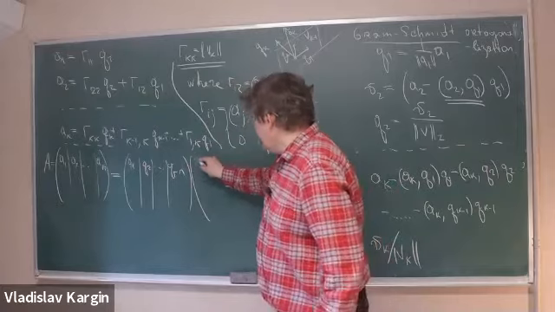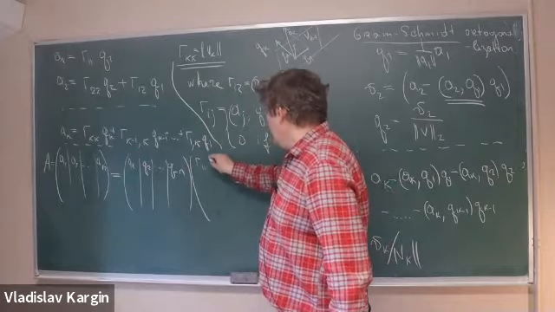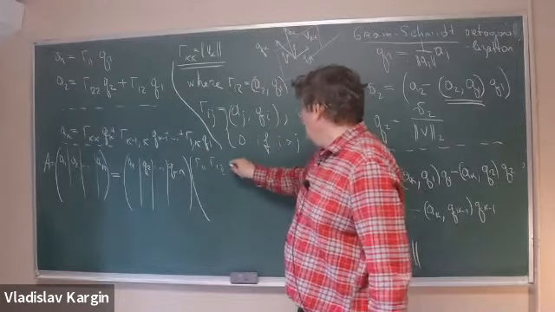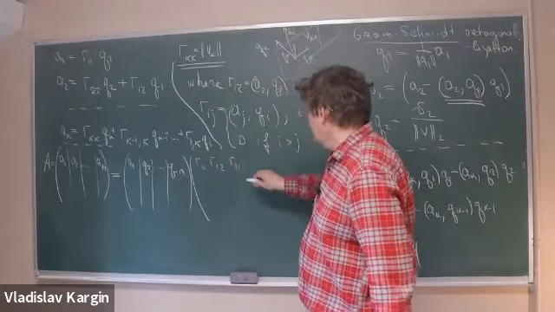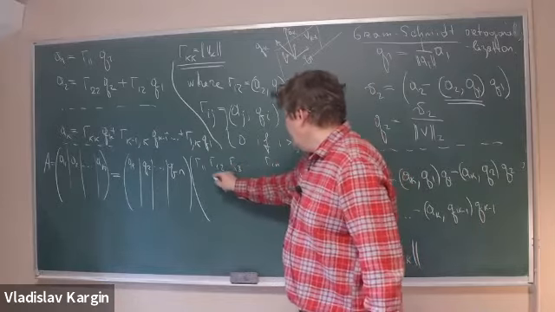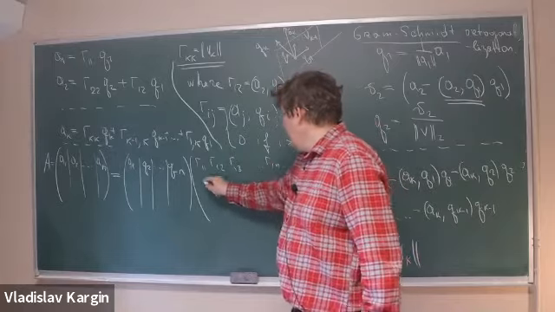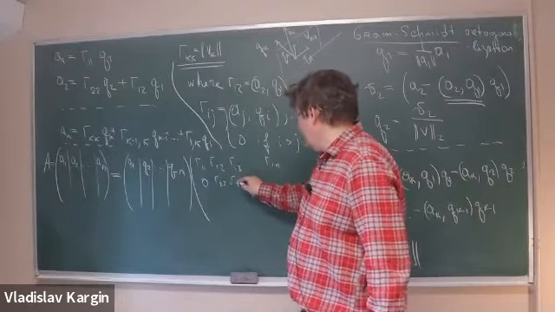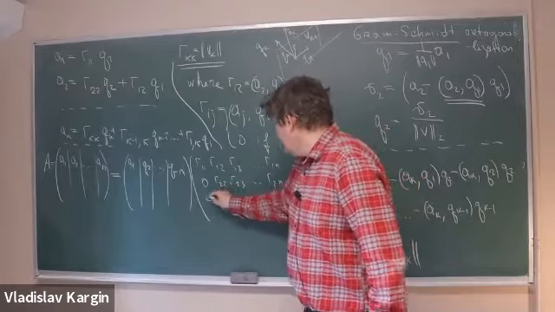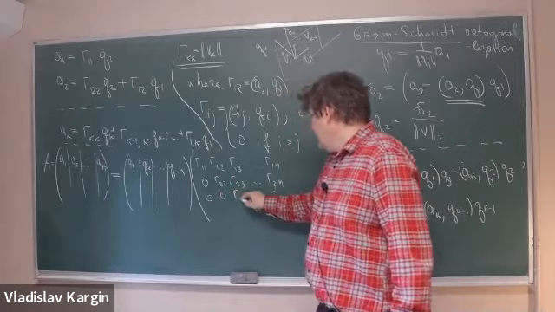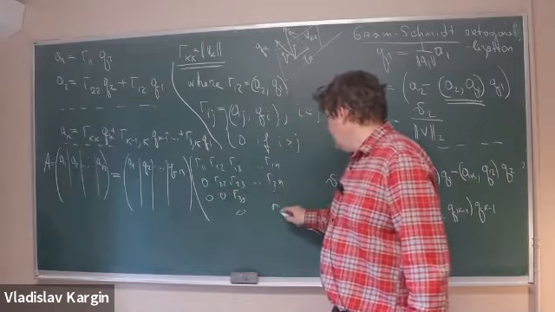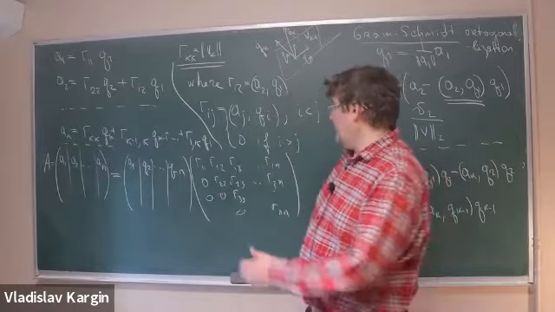We'll have these coefficients, so it will be R11, R12, R13, and so on, R1n, here 0, R22, R23, R2n, here 0, 0, R33, and so on, Rnn. And you can verify that this is true.